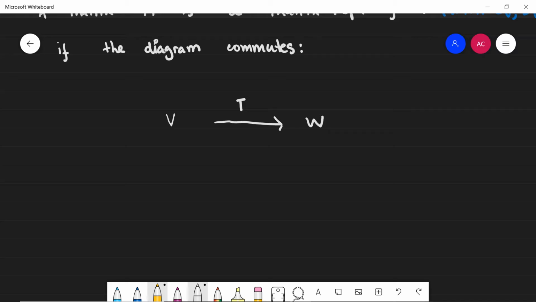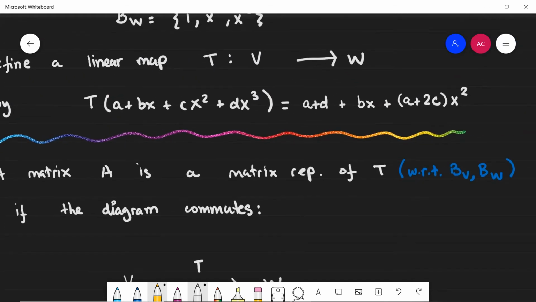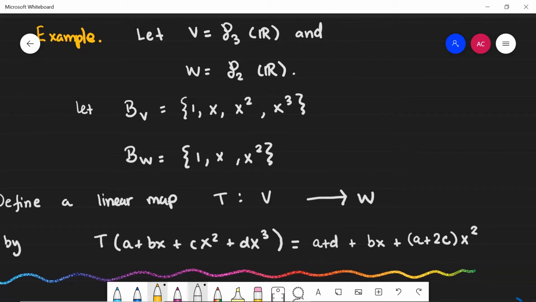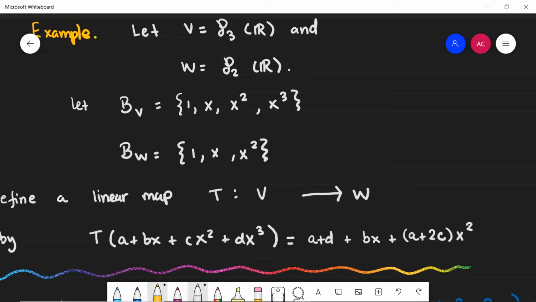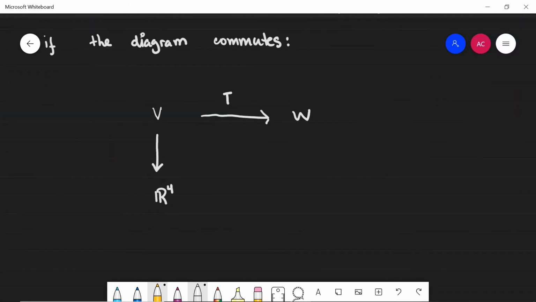These are just mappings. I have a mapping from V to R4, right? Because V, remember, was the vector space of polynomials of degree no more than 3, right? That has a dimension of 4. Once I've fixed a basis, which is what I did, I called my basis B sub V, I obtain for free an isomorphism from V to R4. That's what we were talking about in the review, right?